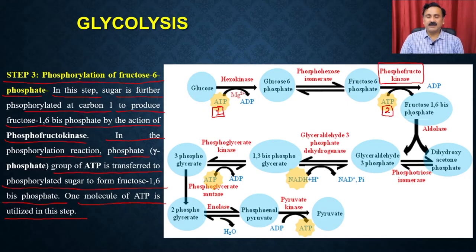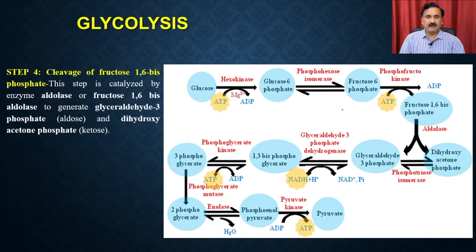Now once the fructose 1,6-bisphosphate is generated, it is going to be utilized by another enzyme called aldolase, to do the further degradation. So in step 4, there is the cleavage of the fructose 1,6-bisphosphate. As soon as the fructose 1,6-bisphosphate is generated, it is going to be cleaved in step 4. This step is catalyzed by the enzyme aldolase, or the fructose 1,6-bisphosphate aldolase, to generate the glyceraldehyde 3-phosphate and the dihydroxyacetone phosphate.